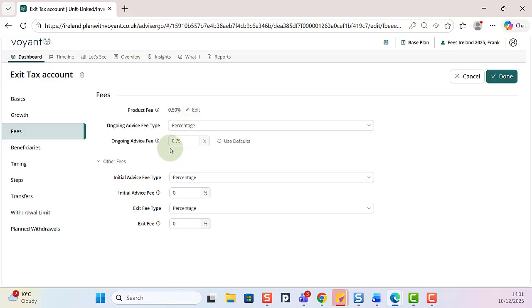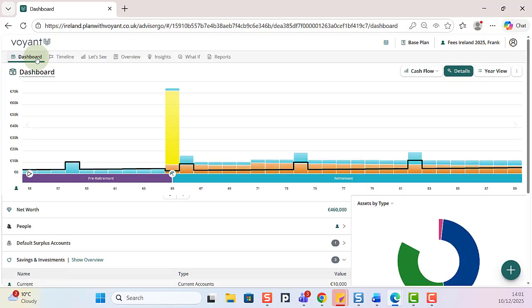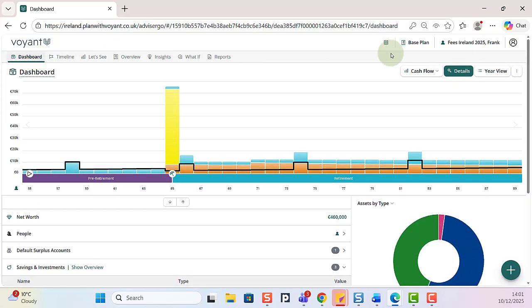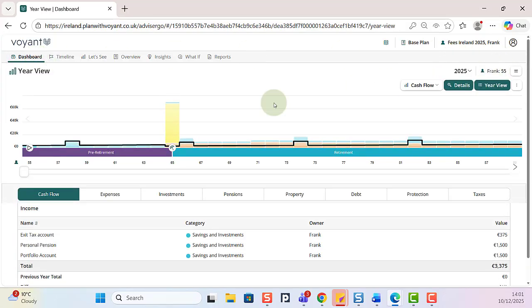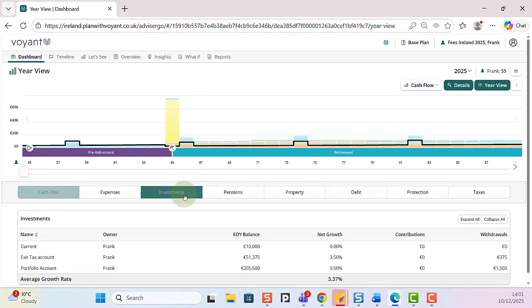And then we've also got the ongoing advice fee, which I've input here. I've put the ongoing advice fee in as 0.75%. You'll see we also have other fees that you can put in on an individual account basis, such as the initial advice fee and also exit fees. Now I'm going to take you to Year View, and I'm going to look at this investment.